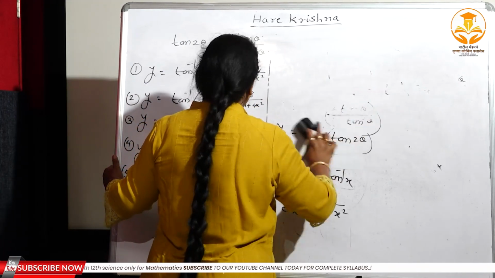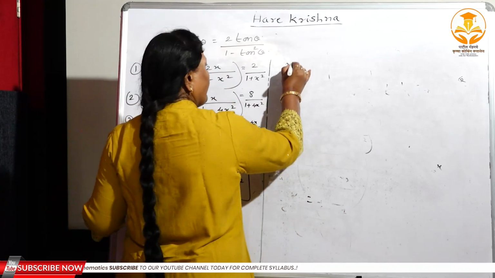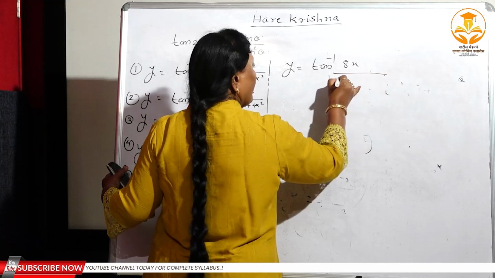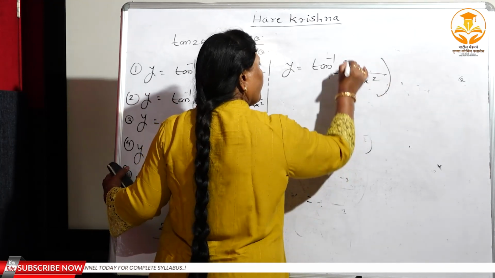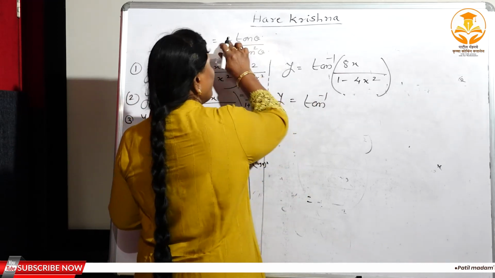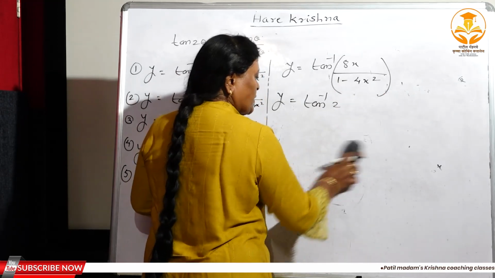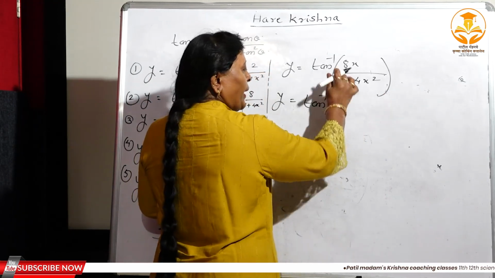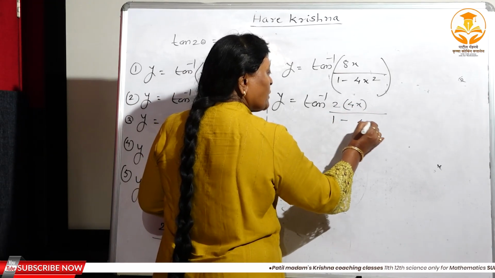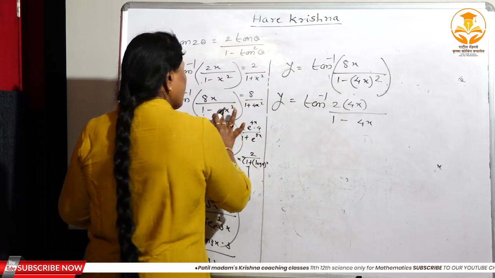Again I will take one more problem. See, y is equal to tan inverse of 8x divided by 1 minus 4x square. Again by the formula, what do you want? Here 2 you want strictly. When you take 2 from 8, what remains here? 4x. When you take 2 from 8, you will get 4x, because 4 twos are 8, and here again 4x whole square. Here 4x whole square means here you want 16x square.